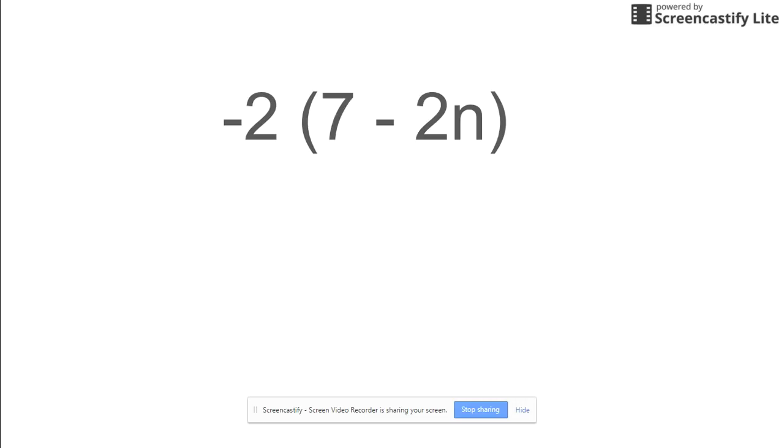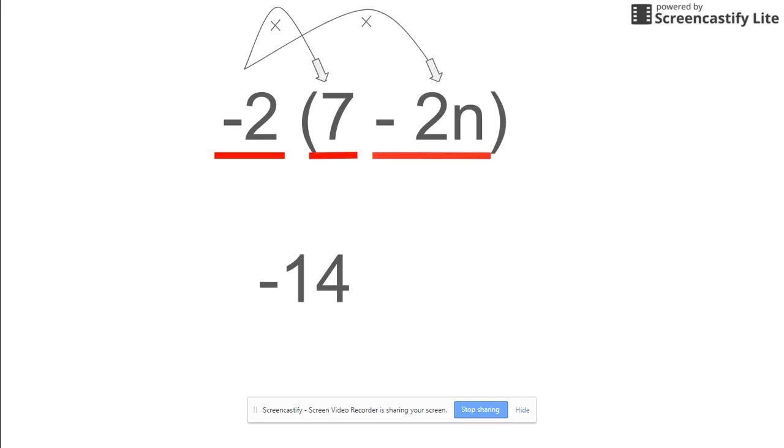Next example is very similar once again. So we're going to again take the signs before it. So -2 times a positive 7 is a -14. We're going to take the -2 times not just 2n, but -2n. So -2 times -2n is positive 4n. That is your simplified answer using distributive property.